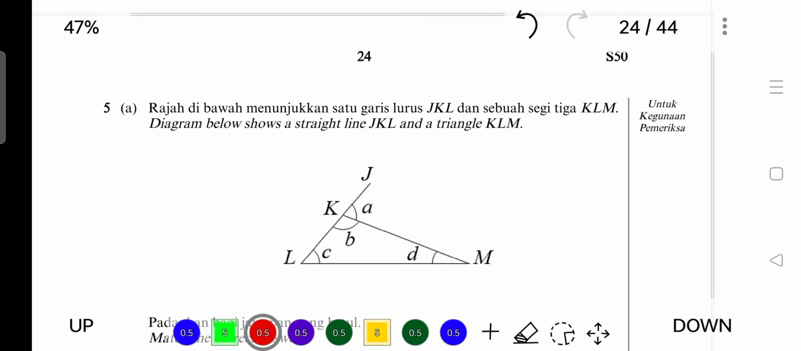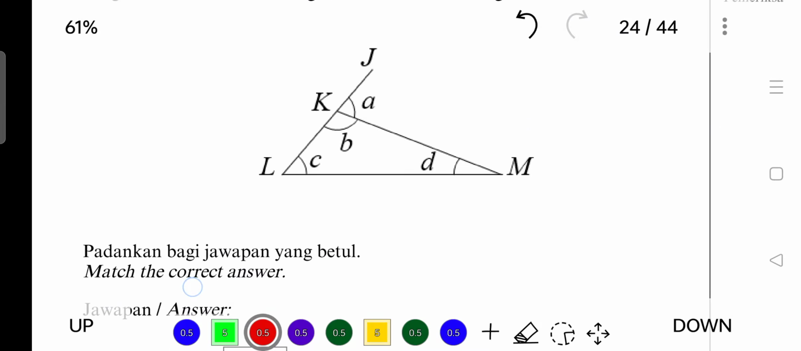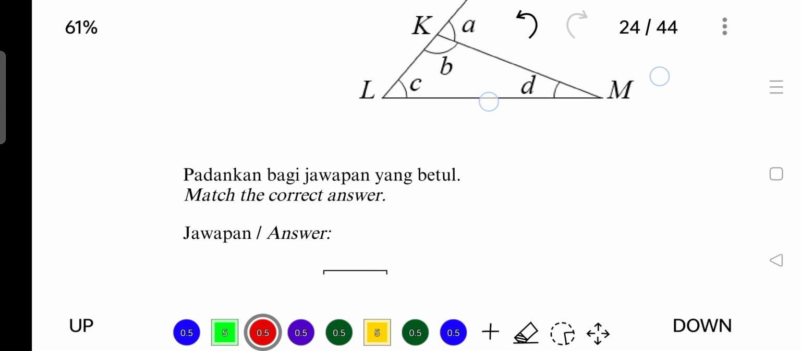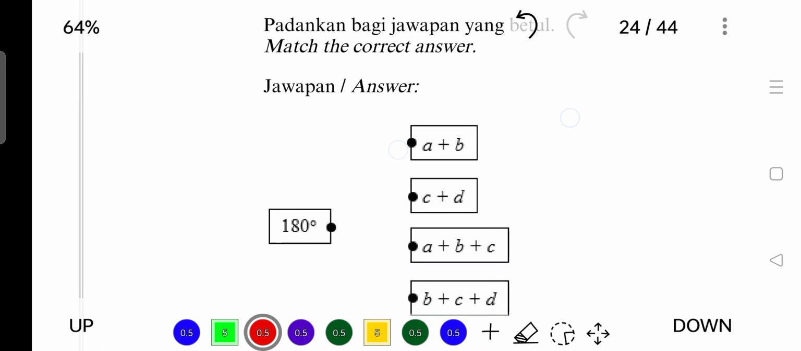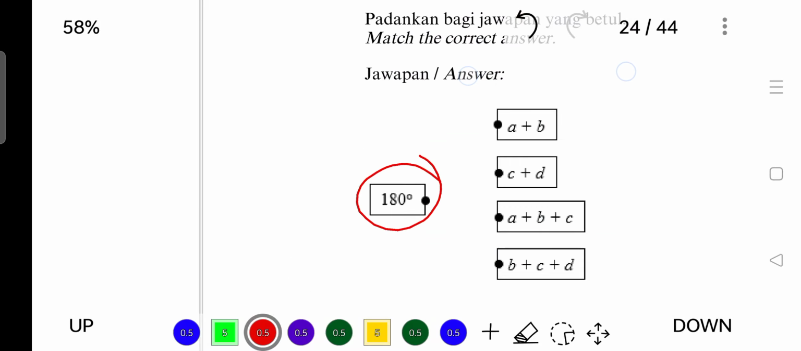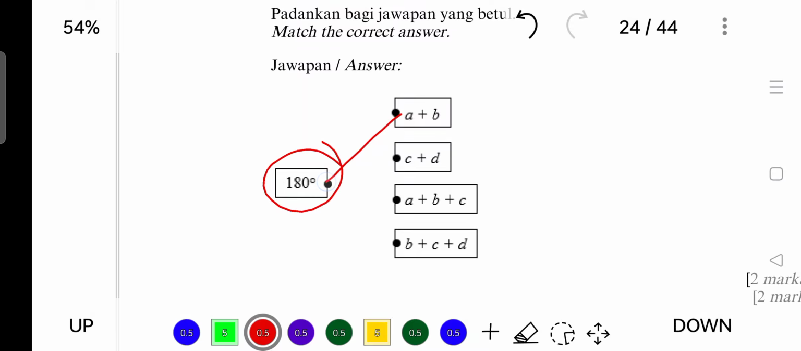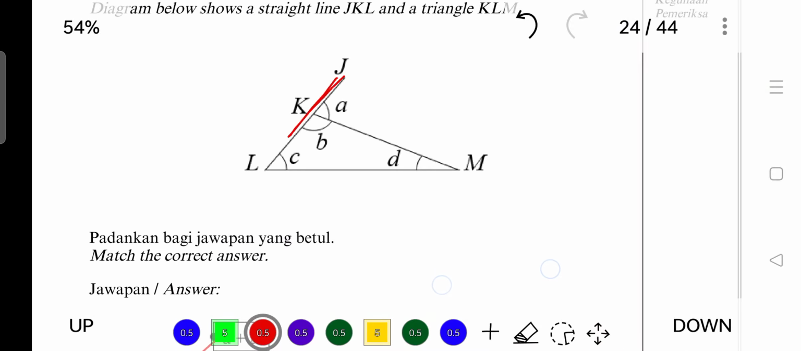Next question, 5A. Diagram below shows a straight line JKL and a triangle KLM. Match the correct answer. How do you match the correct answer? A plus B. Okay, they asked on 180. Which one? It could be 180. 180 is A plus B. That's right. Straight line, right? So this is correct. Before that, check on the marks. 2 marks, so only 2 correct answers.